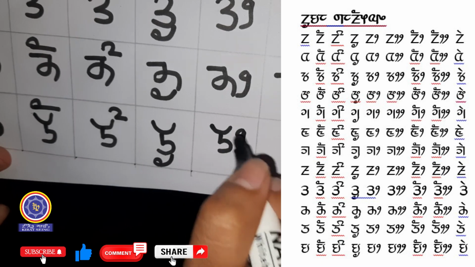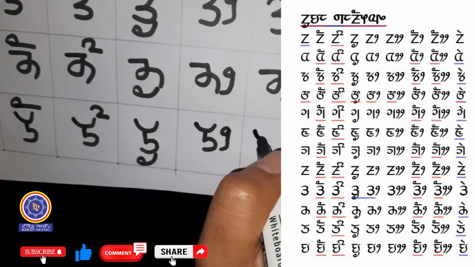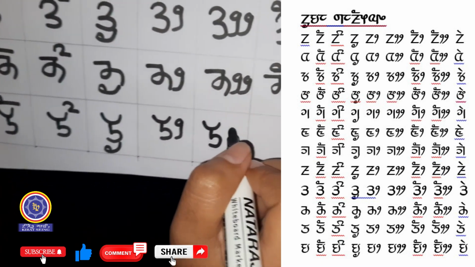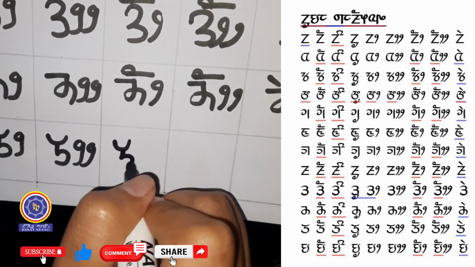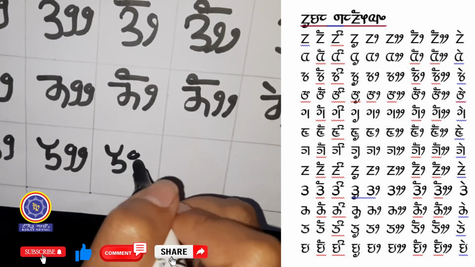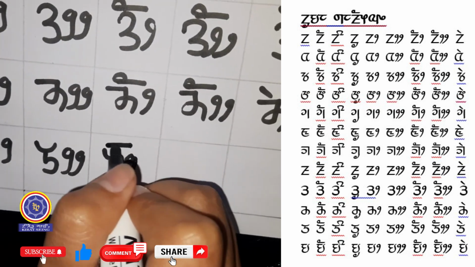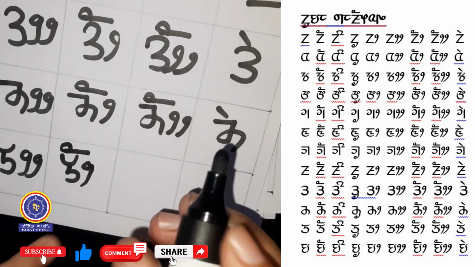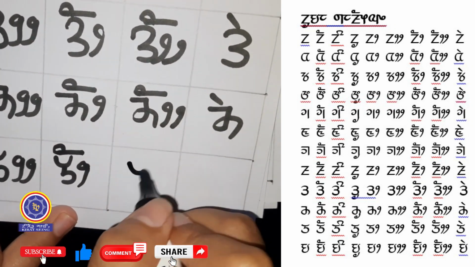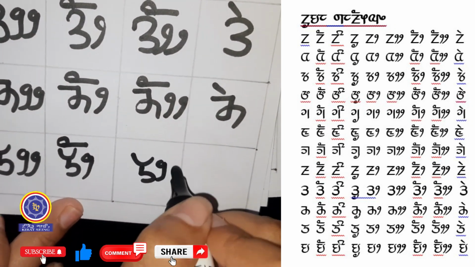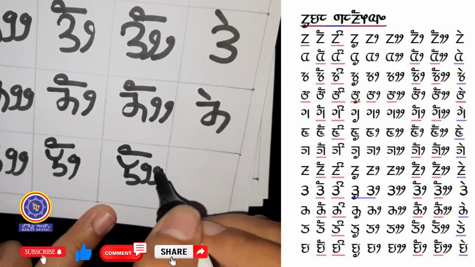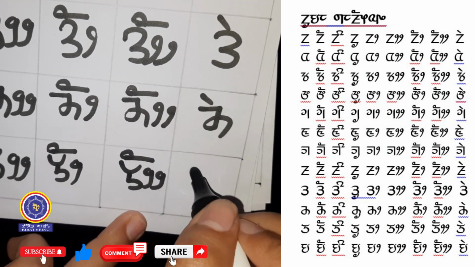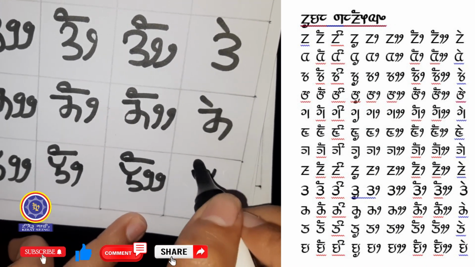Etu, da etu de, and write da and add oinu, da oinu dai, and write da again and add tummo, da tummo to, and then write da and add oinu, and it's called da tummo dau, and last is Da peta de.